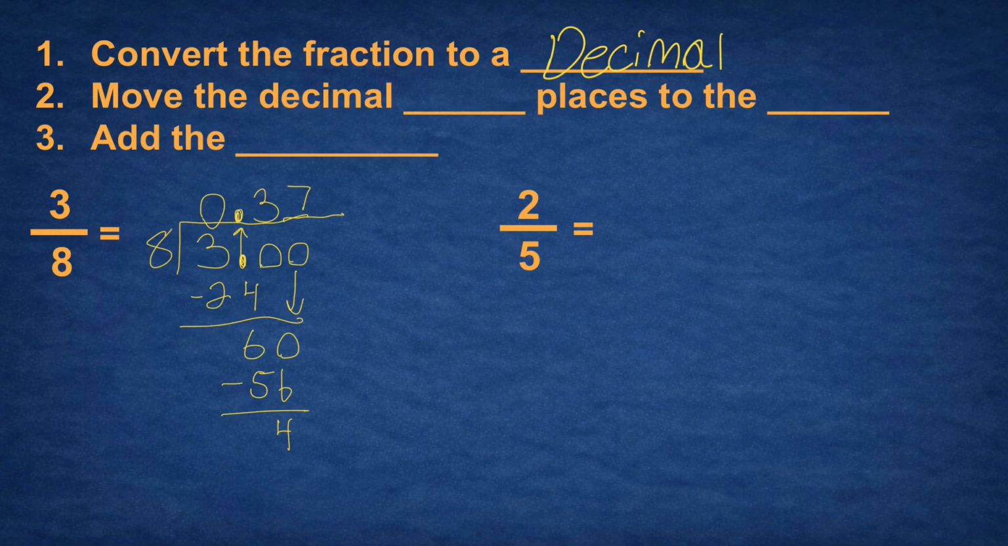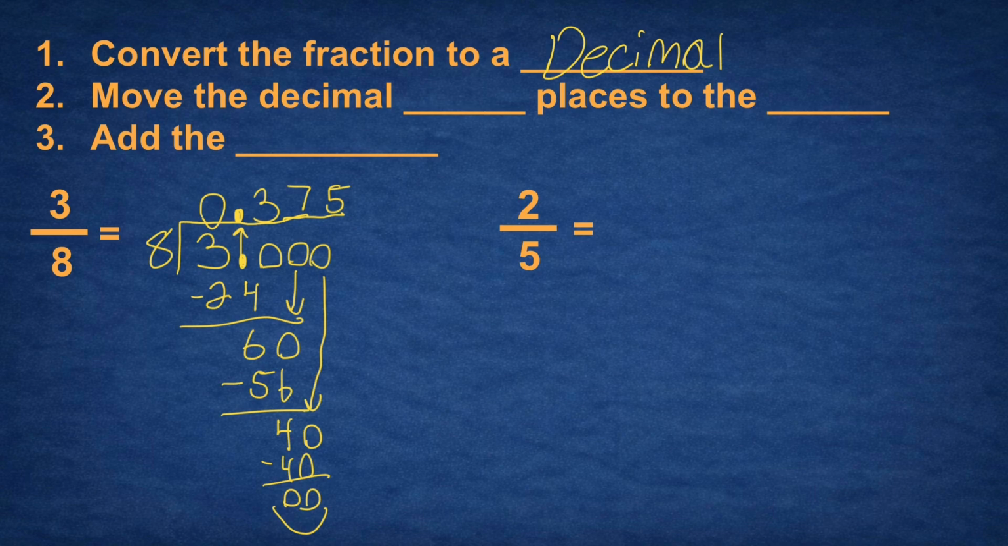Again, 8 can't go into 4, so we're going to add a 0. We're going to bring it straight down. Now 8 can go into 40 5 times. 8 times 5 is 40, and we have a remainder of 0. So that's my first step. We converted that fraction to a decimal.